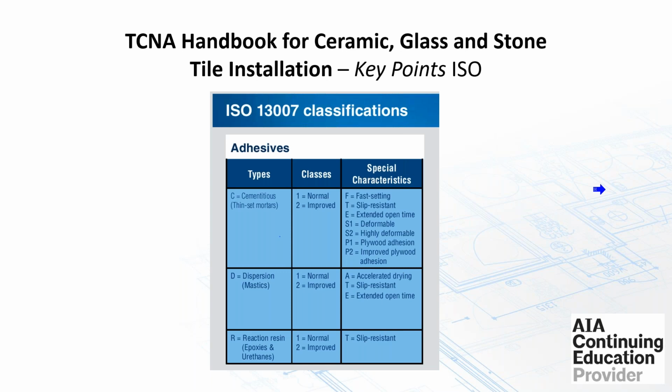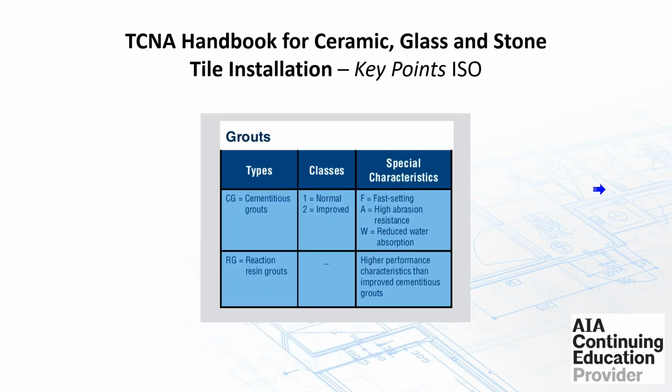And then there's R for reaction resin, epoxies as well as urethanes, an R1 or an R2 for improved, and then T for slip resistance. Grouts are similar. We've got CG for cementitious grouts, CG1 is for normal and CG2 is for improved. And some of those characteristics are fast setting, which would be an F, high abrasion resistance, so pretty tough grout, is an A, and reduced water absorption is W. For reaction resin grouts or epoxy type grouts, we've just got the high performance characteristics. They're higher than improved cementitious grouts. So those are RG.